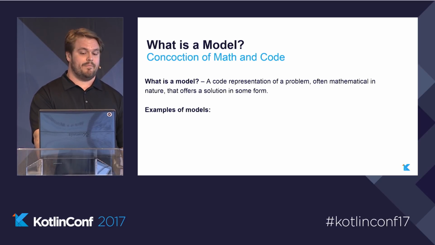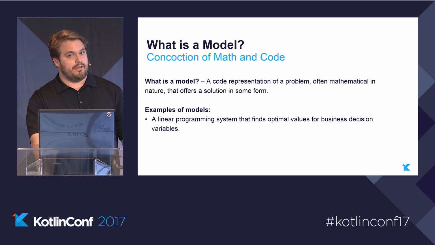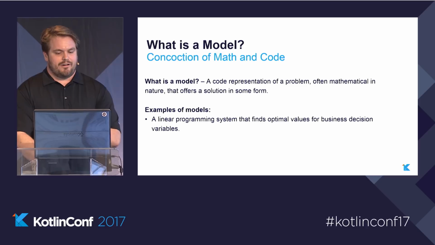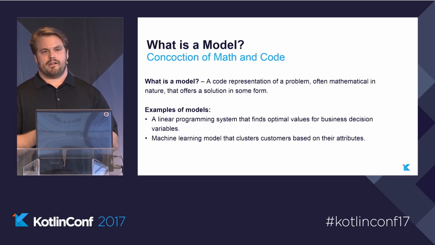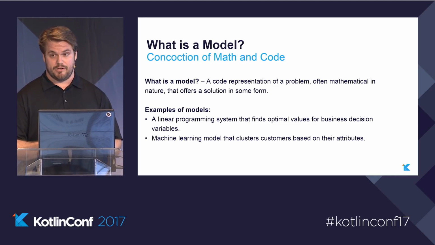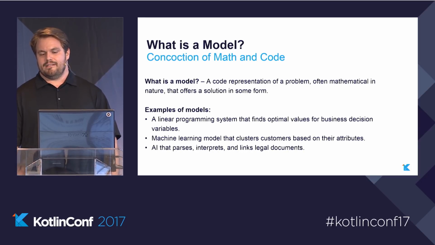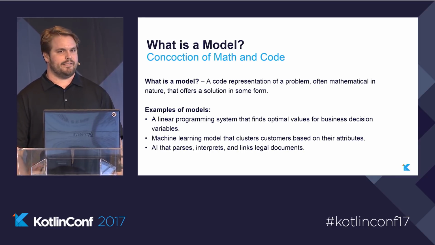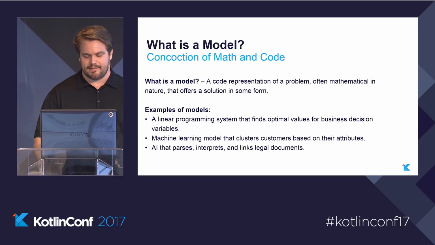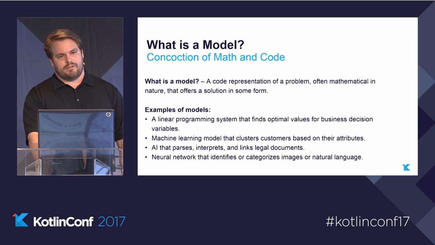A linear programming system that finds optimal values for business decision variables and operates on those variables. And a machine learning model that clusters customers based on their attributes. Marketing functions love doing this. They love categorizing their customers and clustering them into different groups based on their attributes. And then artificial intelligence that parses, interprets, and links legal documents, essentially automating a lot of paralegal work. And there's a couple of startups doing this. And also a neural network that identifies or categorizes images or natural language, which is probably the most cited example, that is probably the most productionized as well.